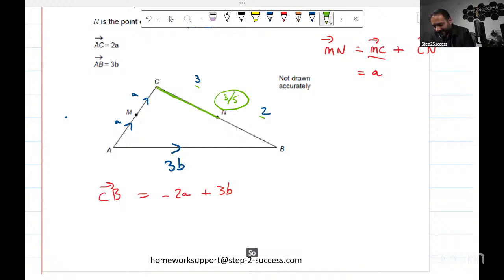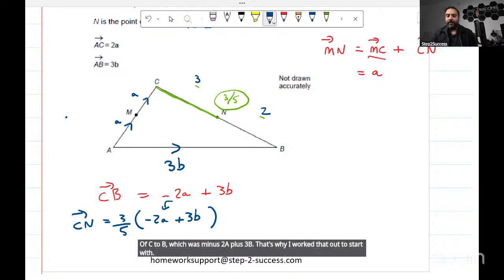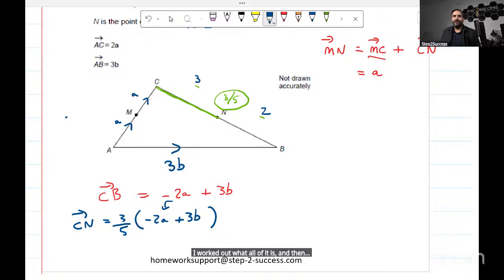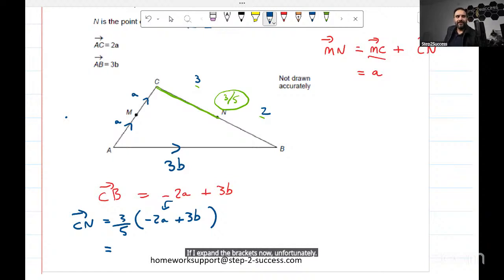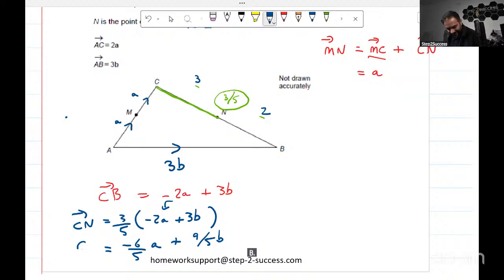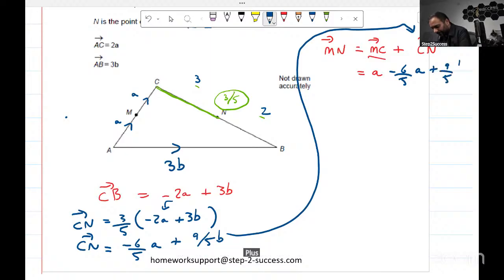So C to N is 3/5 of C to B, which was minus 2A plus 3B. That's why I worked that out to start with. I worked out what all of it is, and then the fraction of it is the bit I want. If I expand the brackets now, unfortunately, vector questions have loads of fractions. 3 times minus 2 is minus 6/5 A. 3 times 3 is 9/5 B. So that is the vector C to N, which will just go there. So minus 6 over 5A plus 9 over 5B.